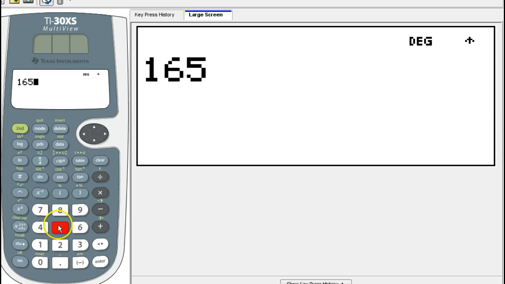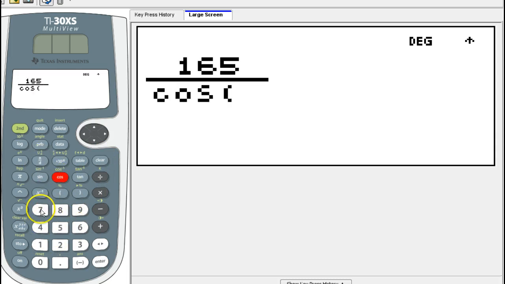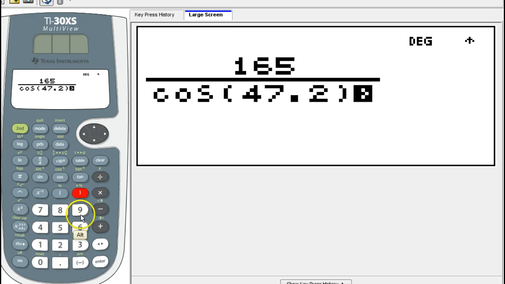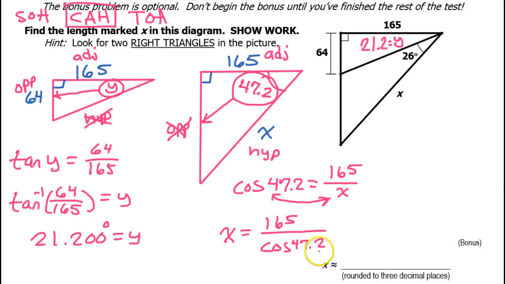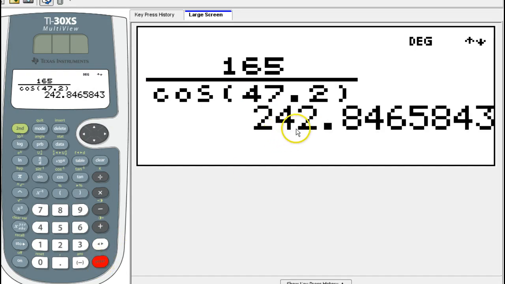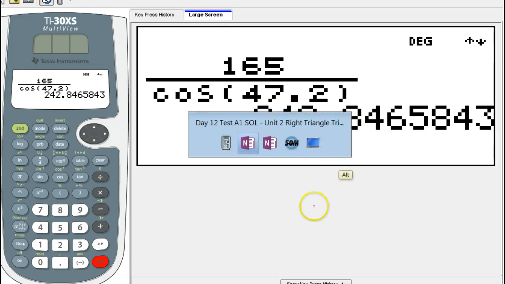Okay, so 165 over cosine 47.2. Just double check. So 242.847. Got to round up 5 or higher. 242.847.